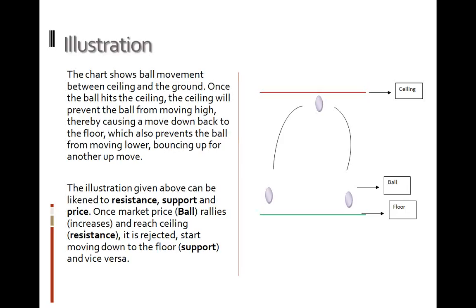This also can be likened to resistance, support, and price. Once market price, that is the ball, rallies and reaches the ceiling, that's the resistance, it is rejected and starts moving down to the floor. So in FX we are seeing basically how price is moving between support and resistance. If the resistance is very strong, price will be rejected at the resistance level and start moving to the next support level. And if the support level is strong, it will reject price and the price will move to the next resistance level. If price is strong enough to break the resistance level, it will be broken and it will move up.